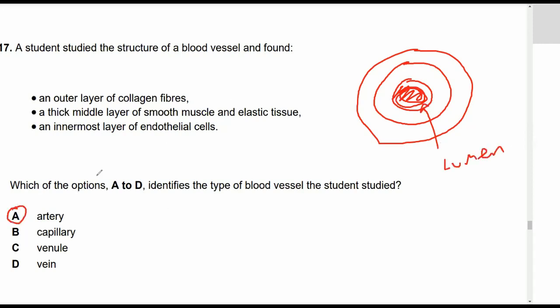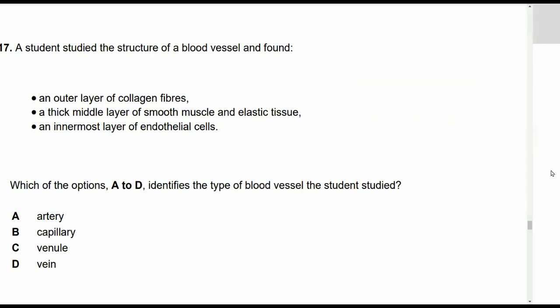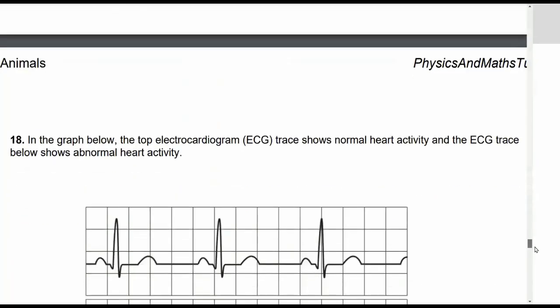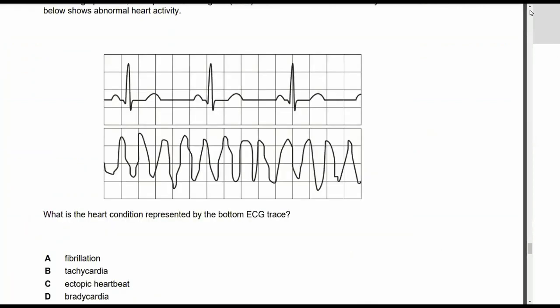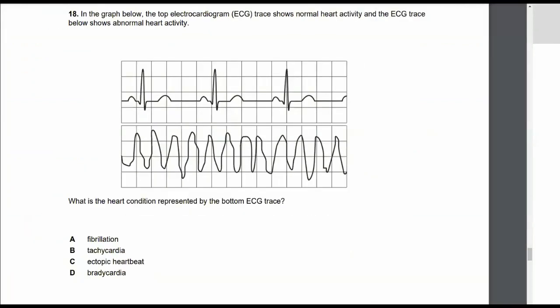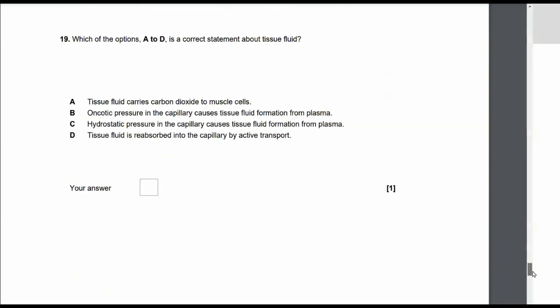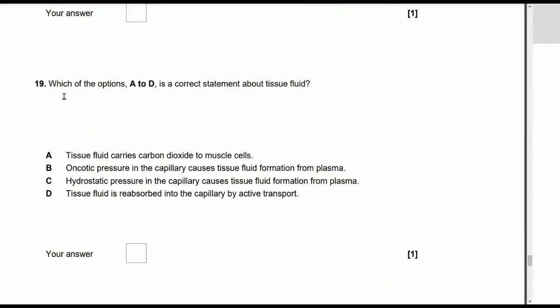It's got a small lumen, really thick walls made of elastic and muscle. So the answer is A, artery. Okay, let's look at the next question. 18. In the graph below, the top electrocardiogram ECG trace shows the normal heart activity and the ECG trace below shows an abnormal one. What is the heart condition represented by this ECG wave? Well, we know the one at the bottom must be fibrillation when it's absolutely all over the place. Tachycardia means faster, brady slower, and ectopic is when you miss part of the wave.